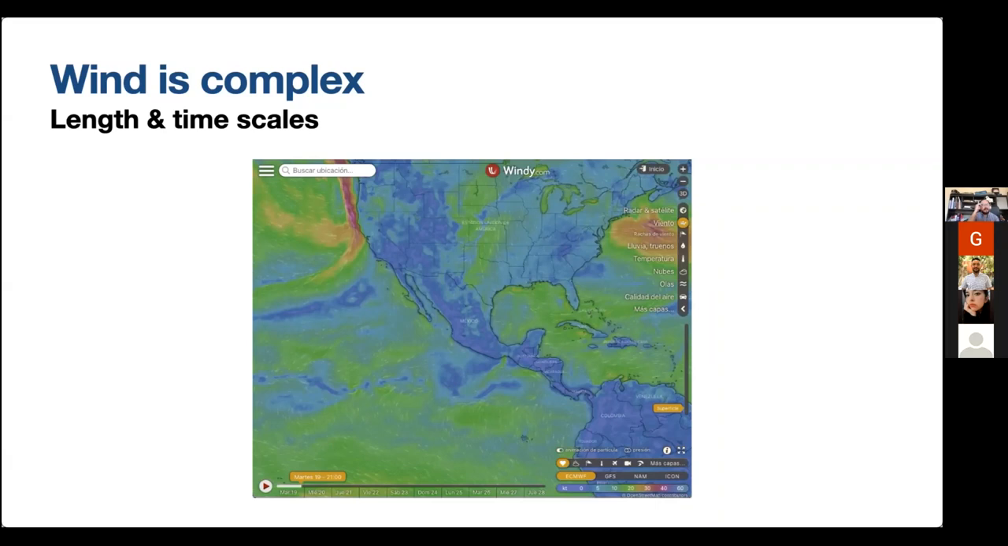But this is not the only thing, because this is one point of view at very large scale. But in reality, when we want to use the wind, we use it in very small scale portions of this map. And when we say very small portions, it's really small compared with this size. So scales are very important. All of you, I'm sure, are dealing with these issues.